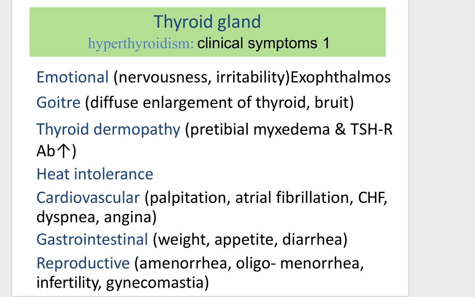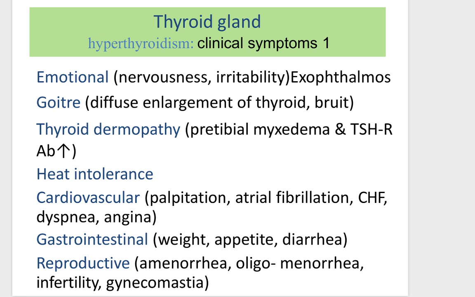Clinical symptoms of hyperthyroidism: emotional disturbances like nervousness, irritability. It can be exophthalmos. I showed you pictures with this symptom. It will be goiter or diffuse enlargement of the thyroid and bruit. It can be thyroid dermopathy with pretibial myxedema. It can be heat intolerance.